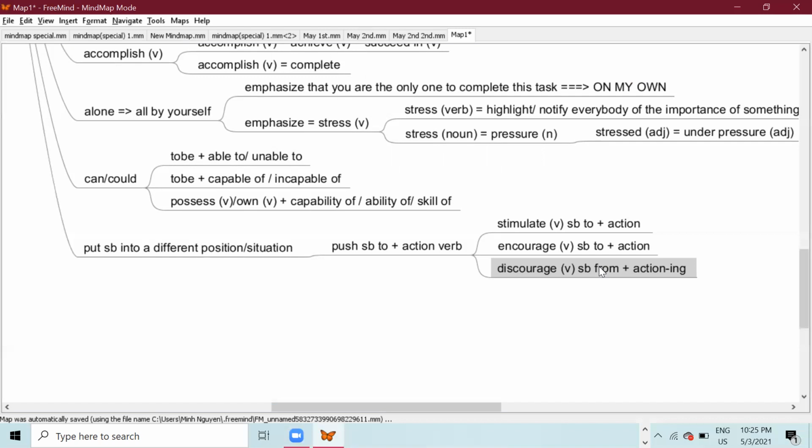If you don't want other people to be better than you, you are going to use "discourage somebody from doing something", and this is the case of it.